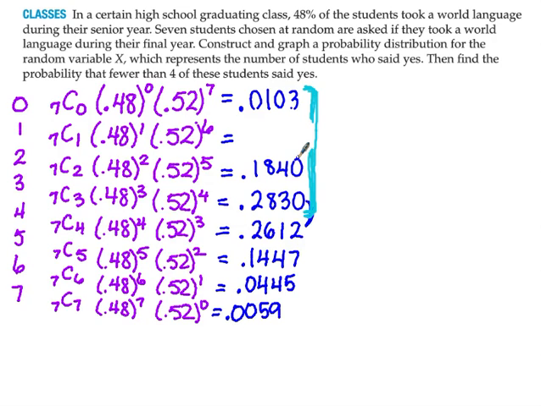We all know 7 choose 1 is 7. There we go. Try adding those now and see what we get.